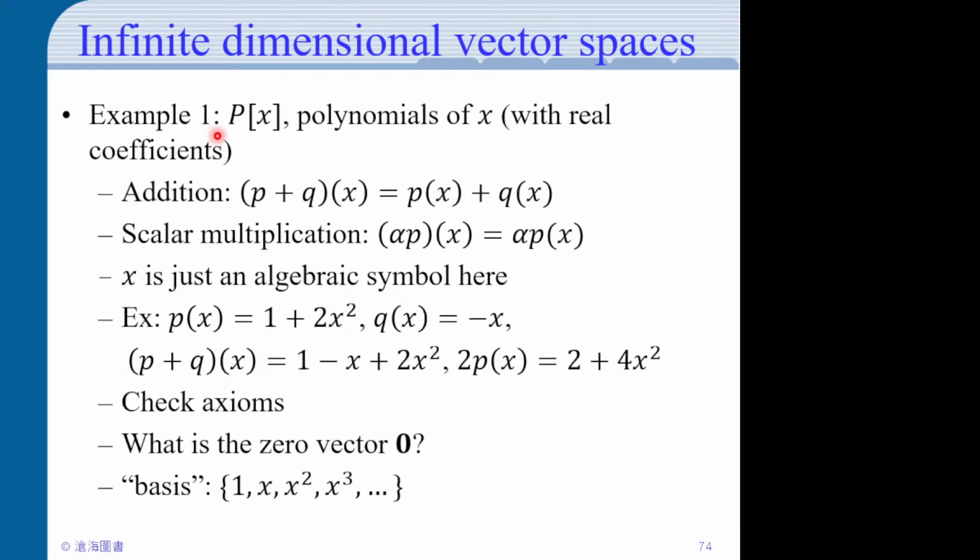So this whole algebraic expression is one vector. Remember we are talking about vector space. So this is one vector, and q of x may be equal to -x, and this is another vector. And so we add those two vectors. So p of x plus q of x, we just do polynomial addition. This is a very algebraic manipulation, and you can add all the terms together and list them. So it's 1 minus x plus 2x squared. And then similarly, you can do multiplication. So maybe twice p of x equals 2 plus 4x squared.